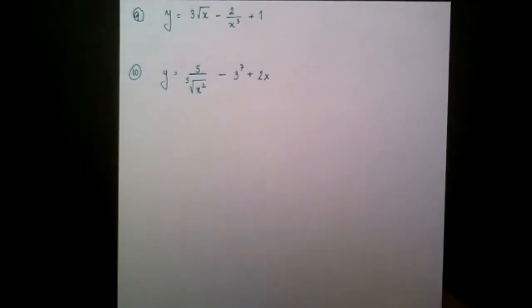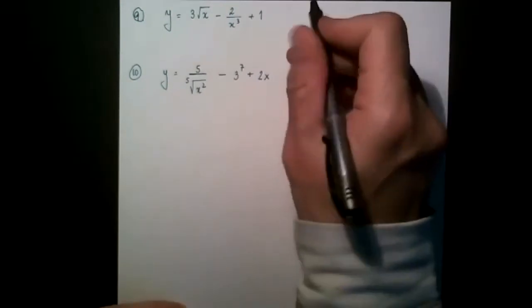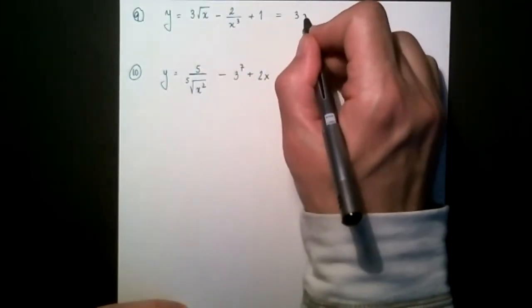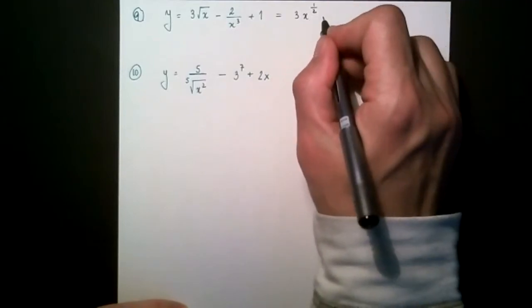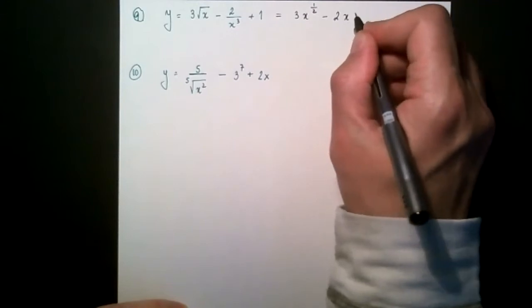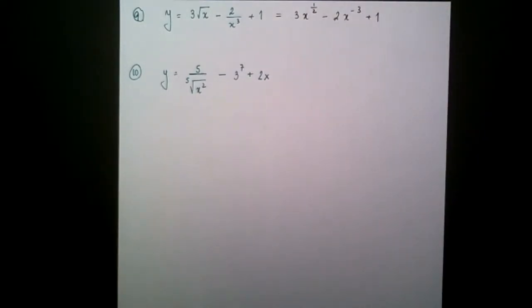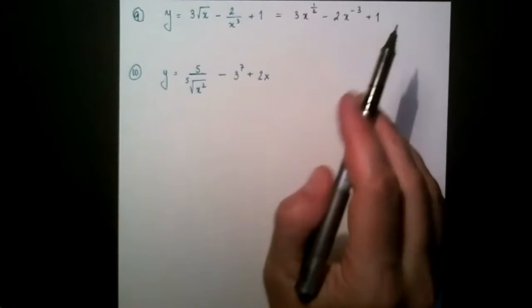The first thing I need to do is rewrite this in exponent form. So this is equal to 3 times x to the half, minus 2 times x to the negative 3, plus 1. Now it's easier to see, because now I recognize the power rule and the linear properties.